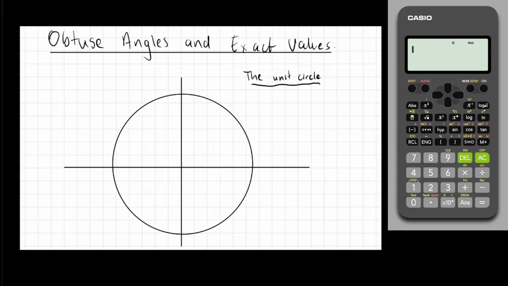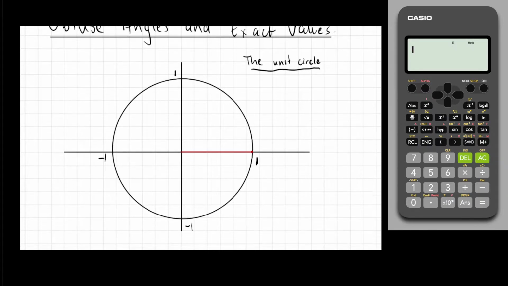Now, the reason this is called the unit circle is because it is a circle that has an exact radius of 1. So wherever I draw a radius for this circle, okay, it's going to have a radius equal to 1, okay? So it doesn't matter where I draw it, the radius is always equal to 1, regardless of whereabouts you draw it.